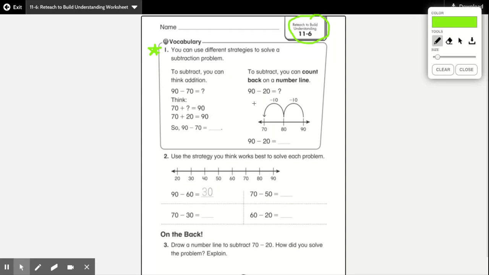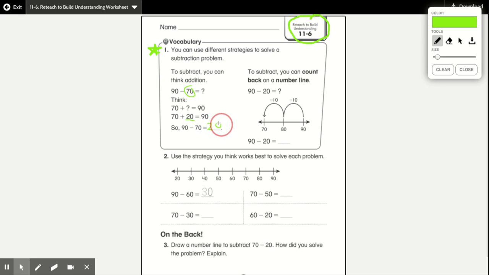Okay, so let's take a look at the problem in the box. So it says you can use different strategies to solve a subtraction problem. To subtract, you can think addition. 90 minus 70 equals blank. So remember, we're going to start with 70. 70 plus what will give you 90? 70 plus 20 will give you 90. So 70 plus 20 equals 90, which means 90 minus 70 equals, and remember fact family, so 20.